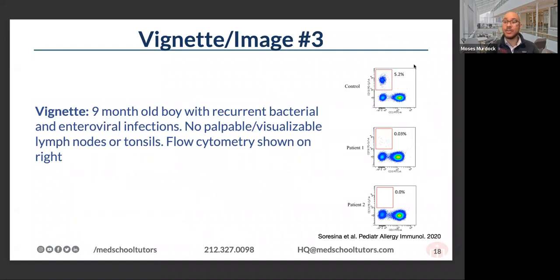Thank you all for adding other medications that can lead to neutropenia in the chat. That's super helpful. Okay, so here we have both an image, that's a test, and a vignette. So here we have a 9-month-old boy with recurrent bacterial and enteroviral infections. He has no palpable or visualizable lymph nodes. He doesn't have tonsils. And we have flow cytometry findings that are shown on the right.